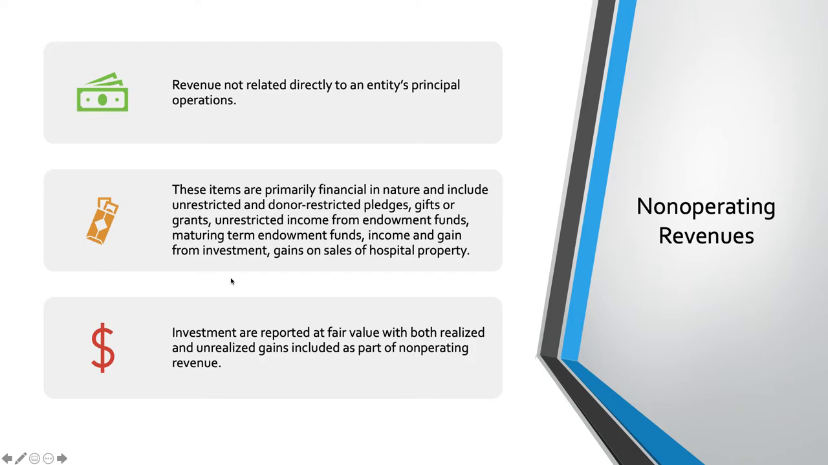Next, non-operating revenues would be revenue not related directly to an entity's principal operations. So these items are primarily financial in nature and include unrestricted and donor-restricted pledges, gifts, or grants, unrestricted income from endowment funds, maturing term endowment funds, income and gain from investment, gains on sales of hospital property. Investments are reported at fair value with both realized and unrealized gains included as part of non-operating revenue.